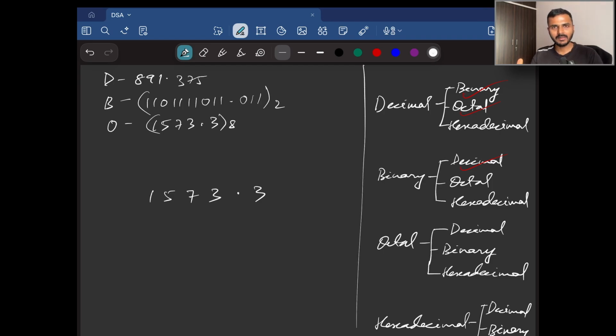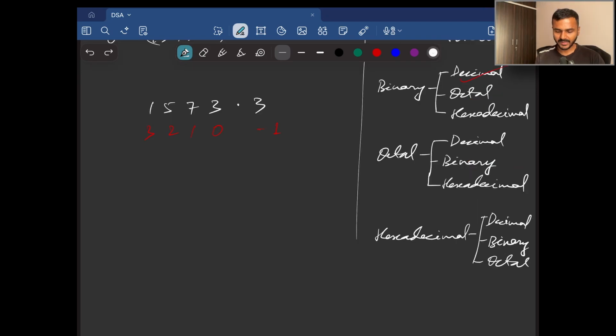The only difference between binary to decimal and octal to decimal is that instead of raising by power 2, which we did for binary, we will raise by power 8 because this is octal, which is base 8. So let us quickly write the positions. This is 0, 1, 2, 3, and this is -1. So the positional values will be 1 multiplied with 8 cube. For this, it will be 5 multiplied with 8 square. For this one, 7 multiplied with 8 power 1. And for this, 3 multiplied with 8 power 0.